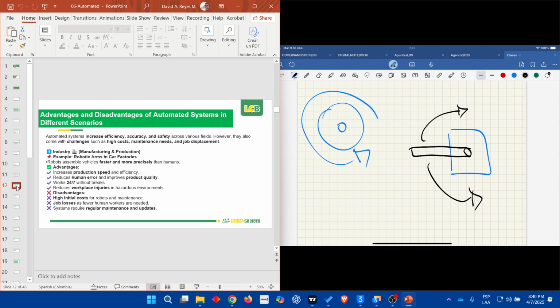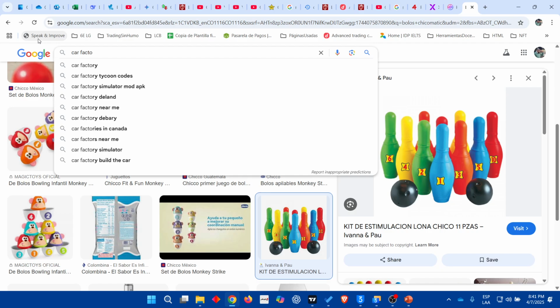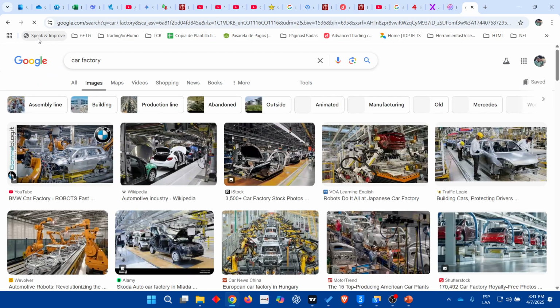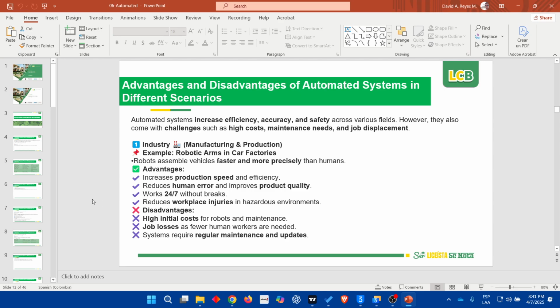And okay, so advantages and disadvantages of automated systems in different scenarios. Okay, for example, for industry, manufacturing and production. Example, robotic arms in car factories. Okay, so let me show you here faster. Car factories. So this one, robotic arms in car factories. Okay, so let's continue here. Robots assemble vehicles faster and more precisely than humans.